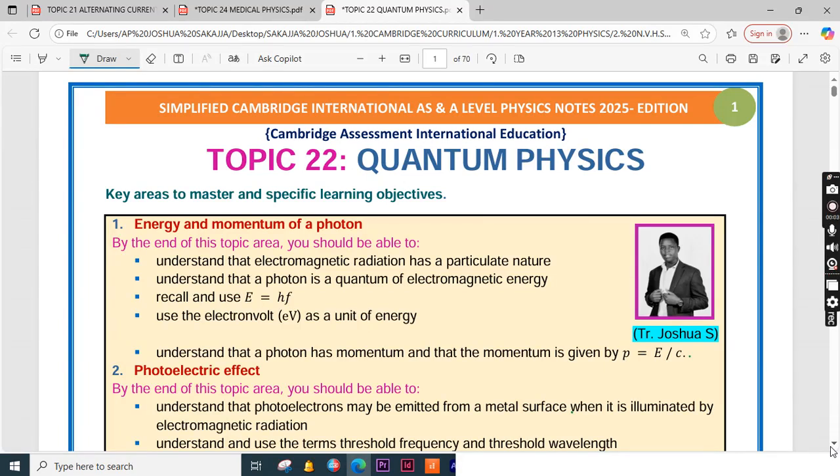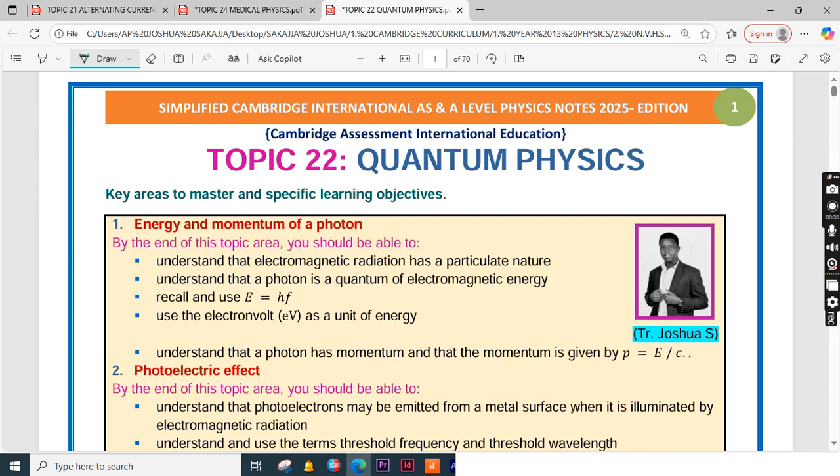Ladies and gentlemen, welcome to this physics lecture, and today's topic is quantum physics. Now this is topic number 22 of Cambridge International AS and A Level Physics, and before I go to the key areas to master and specific learning objectives, I'm just going to give you a hint of what quantum physics is about so that we can have a good understanding of this particular topic.